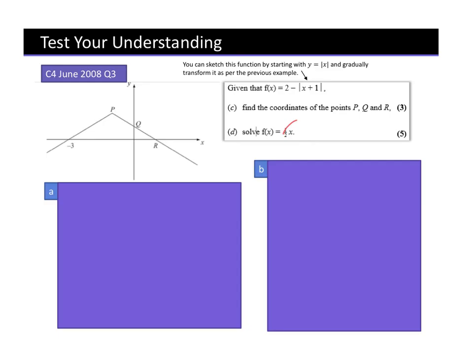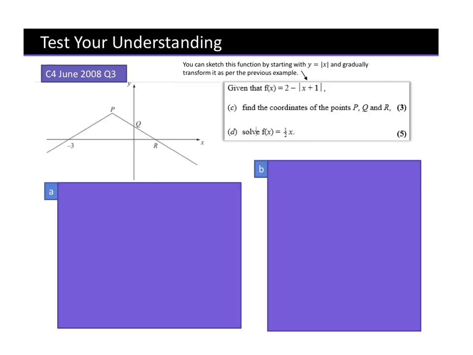Okay, please can you test your understanding, give it a go first, and then I'm gonna go through it. Okay then, so this is a core four question, 8 marks. It says, given that f of x equals 2 minus modulus x plus 1, find the coordinates of the points P, Q, and R. Okay, so we can see they've sketched it here.